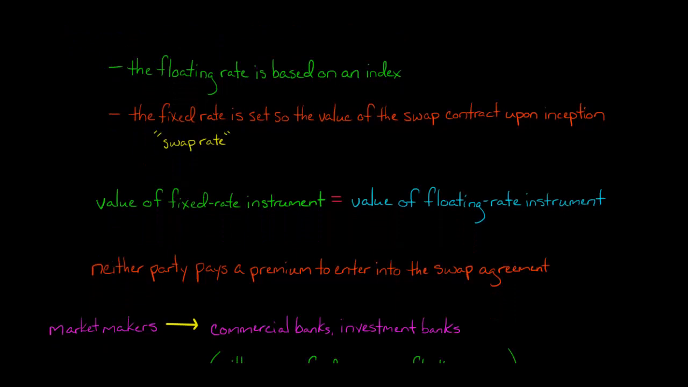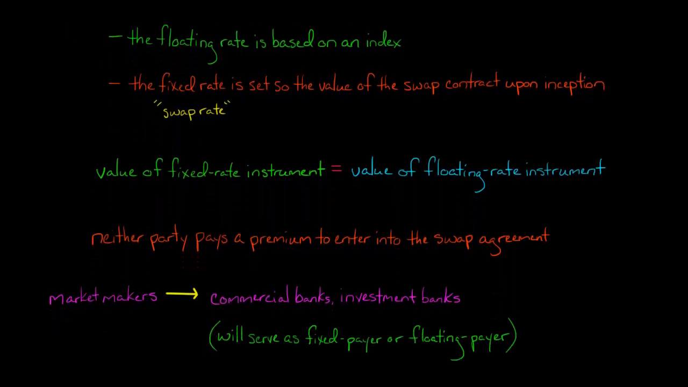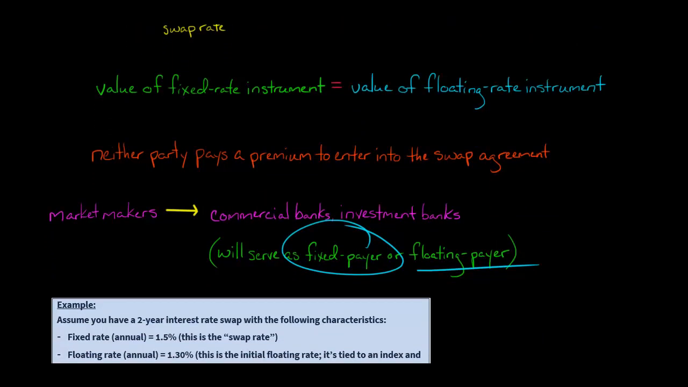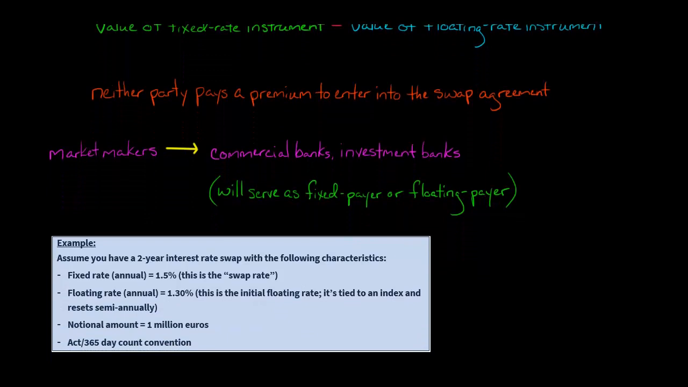Now, if you're wondering, let's say you had a grocery store that wanted to engage in an interest rate swap, who would they engage in the swap with? Like, who are the market makers? Well, commercial banks and investment banks heavily engage in interest rate swaps, and they can serve as the fixed payer or the floating payer in a swap. And this is heavily used, obviously, in asset liability management for banks because they are heavily exposed to interest rate risk.